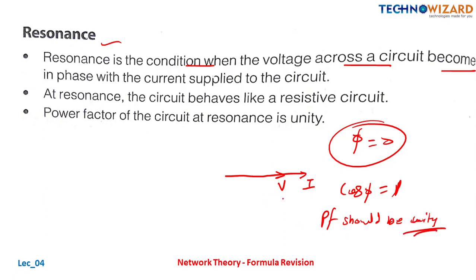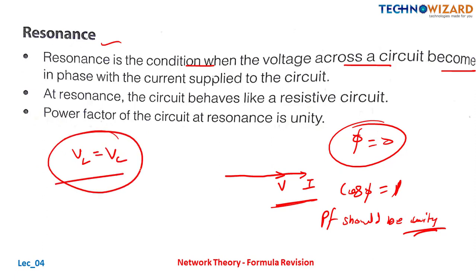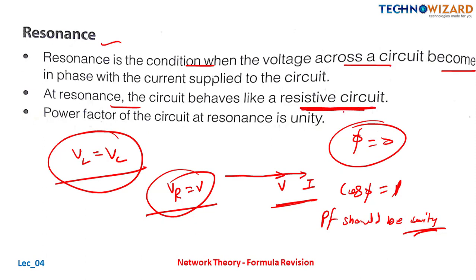Power factor should be unity at resonance condition. Now if I am talking about series resonance, then the voltage across the inductor should be equal to the voltage across the capacitor, okay, for a series resonance circuit. Also I can say the voltage across the resistor VR should be equal to V for a series resonance circuit. Okay, at resonance the circuit behaves like a purely resistive circuit. No inductor and capacitor should be there. Third, the power factor of the circuit at resonance is unity.